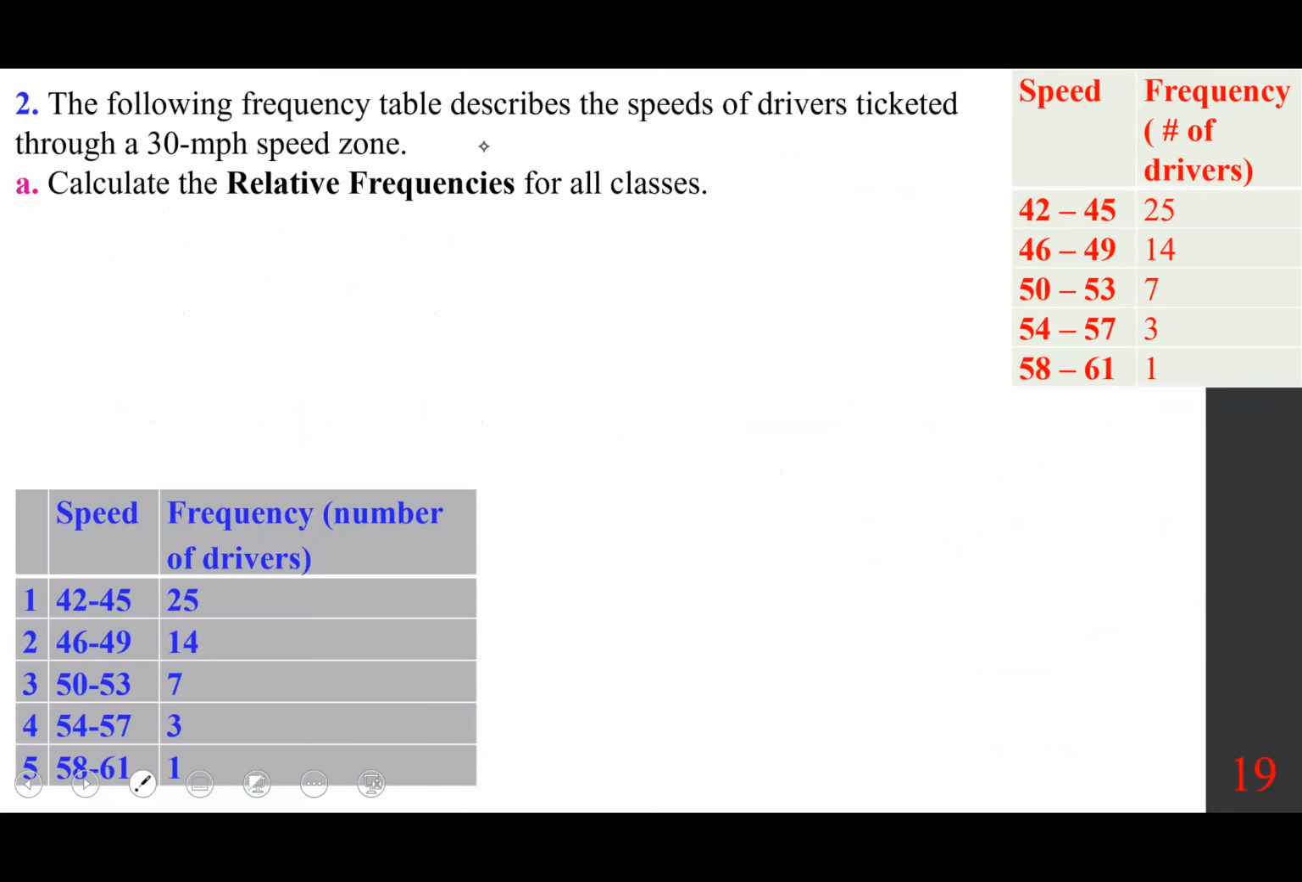The following frequency table describes the speed of drivers ticketed through a 30 mile per hour speed zone. Calculate the relative frequencies for all classes. So this is given. Frequency distribution table. For example, the speed of 42 to 45, there were 25 drivers, so on and so forth. So we want to find in part A relative frequency. RF is defined as F over N.